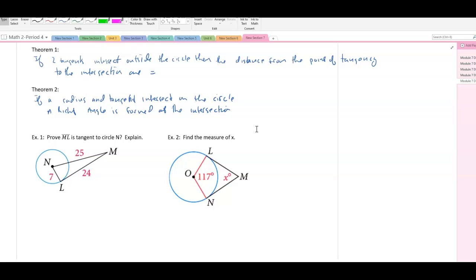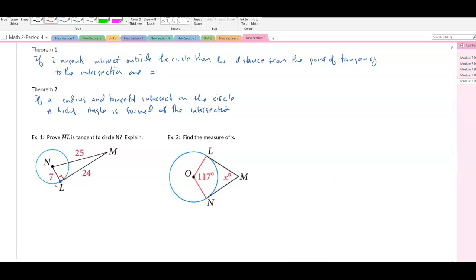tangent or not. So right here, we want to know, is line LM tangent to the circle at point L? Well, here's the thing. NL is a radius, and this is my tangent line. If this segment is tangent to the circle here, this should be a right angle. How could we test to see if it's a right angle?